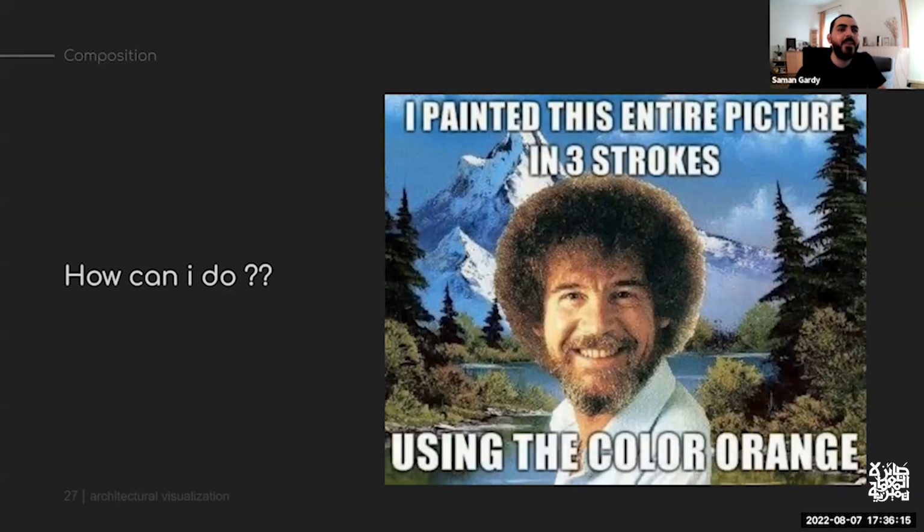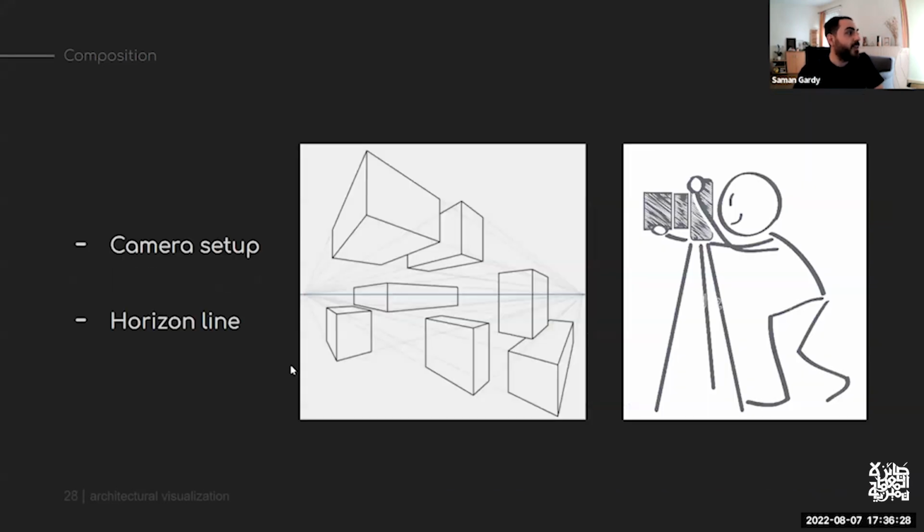So no worries, I'm gonna give you some tips helping you to start applying all of these methods in your visualization while you are showing your project. First, let's start with the camera setup.